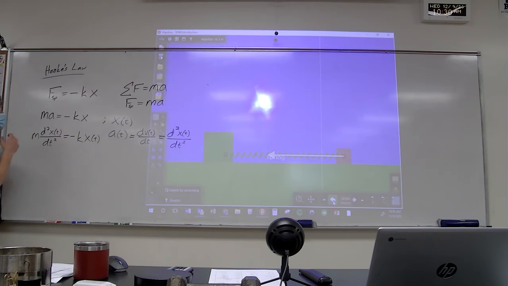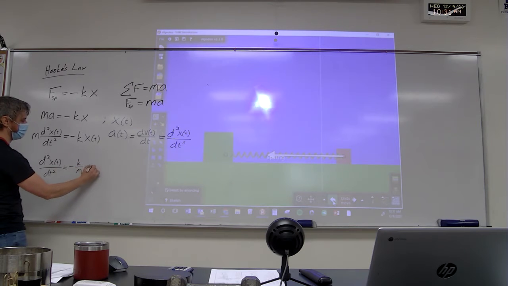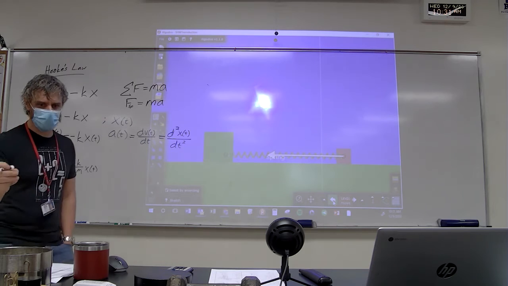Now, by convention, usually we want the second derivative part of this particular equation by itself. So we can just divide both sides by m. If I divide both sides by m, I get the second derivative of the position function with respect to time equals negative k over m times the position function.